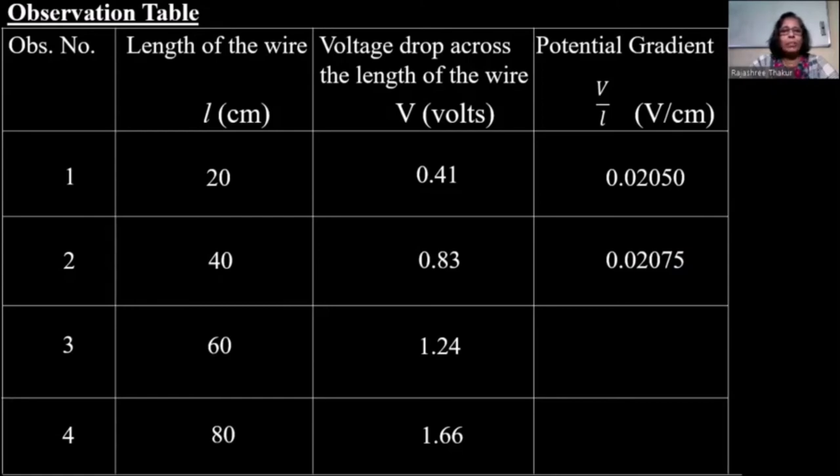1.24 divided by 60, we get 0.02067. And 1.66 divided by 80, we get 0.02075. If you see this value of V by L, you can see that they are almost equal, right? So we can find the mean value for potential gradient.